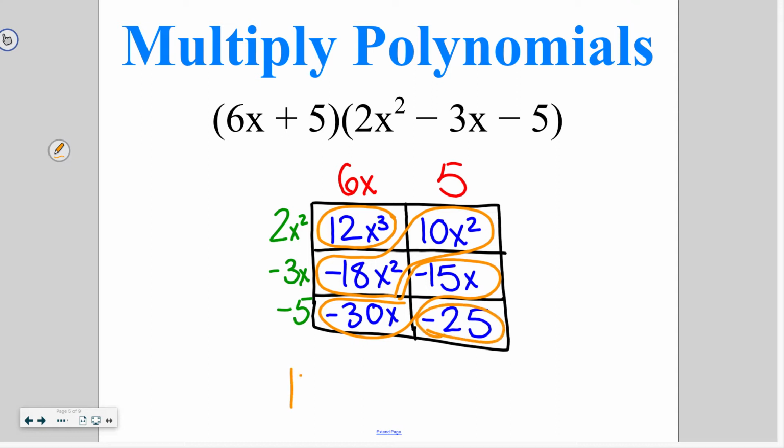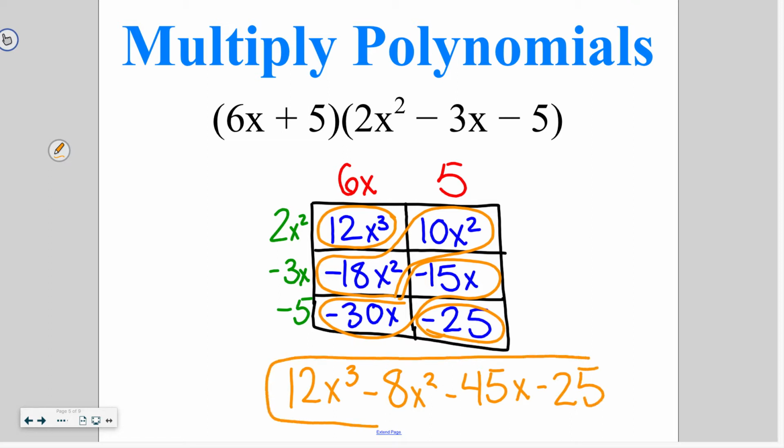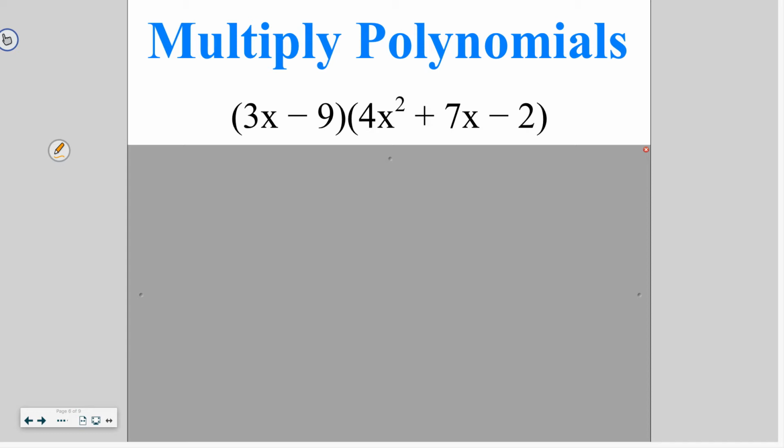So we've got 12x to the third. Then I've got negative 18 and positive 10, which gives me negative 8x squared. Negative 30 and negative 15 gives me a total of negative 45x. And then we've got the minus 25 on the end for a final answer of 12x to the third minus 8x squared minus 45x minus 25. Go ahead and try this one on your own.